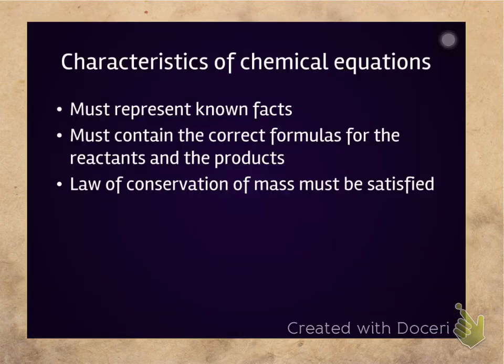Any chemical equation has to do three things. It has to represent known facts. It has to have correct formulas for all reactants and products, and it has to satisfy the law of conservation of mass. That's the piece that says the mass of the products and the mass of the reactants have to be equal. We cannot make or destroy mass in the context of an ordinary chemical reaction.